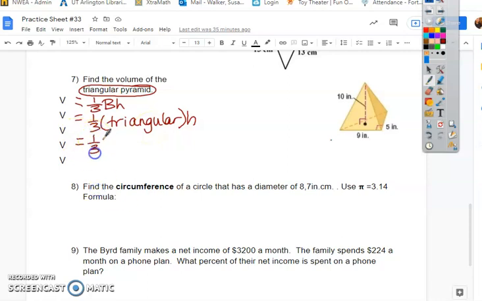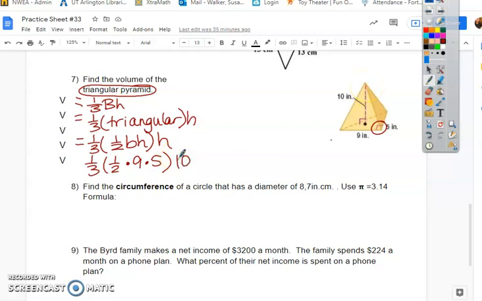Okay, then we put our formula in. We just did a triangle. Remember, triangle is half BH, and we don't want to forget the other H. And then 1/3, and we have to put our numbers in. So for our triangle, I see 9 and 5. And then for H, I see 10.